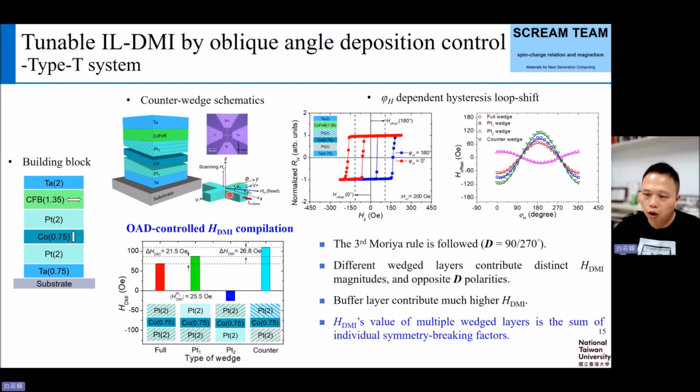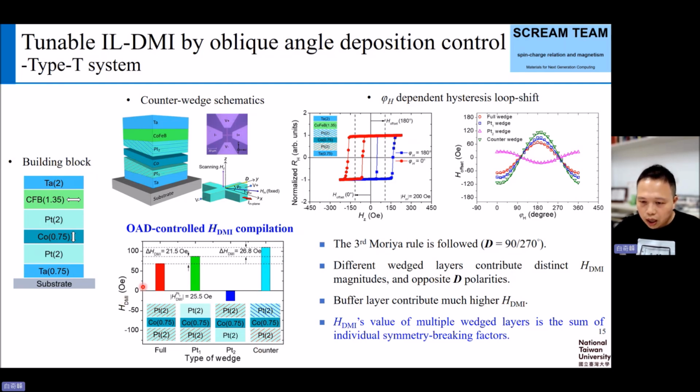And again, we pattern that into Hall bar devices to quantify the so-called effective fields coming from the in-plane layers. Here are the out-of-plane hysteresis loops of the cobalt layer. If we change the in-plane field direction, that is, by fixing the cobalt boron layer along different directions, we observe shifts in the effective field coming from the cobalt boron layer, acting upon the cobalt layer. What's more important is that since we have two platinum layers, if we wedge different platinum layers, not only will the magnitudes change, but also the sign of the DMI could be changed by the wedge engineering.